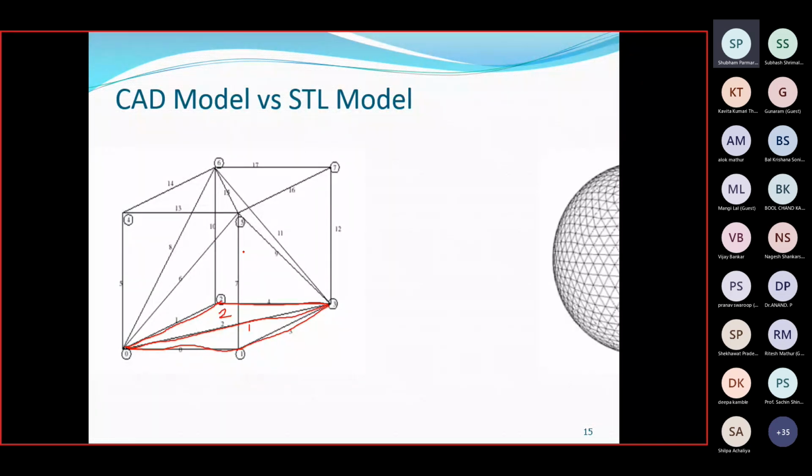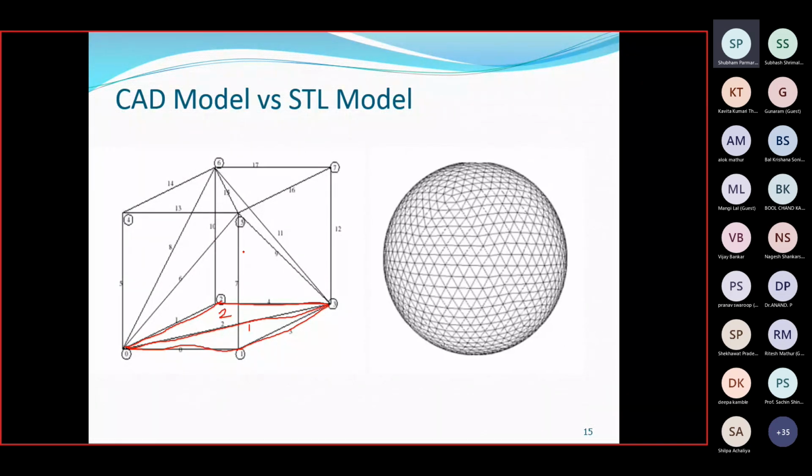Okay, and then just see this sphere. This sphere has lots of different small triangles, you can see here, and those triangles are coded in STL files. So when you ask me for a CAD model, you will see one CAD model as one single square. And when you ask me for an STL model, I will show you that CAD model itself divided in different triangles. Okay.